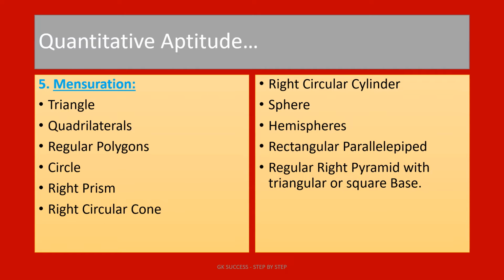Under part 5, mensuration, there will be questions based on triangle, quadrilaterals, regular polygons, circle, right prism, right circular cone, right circular cylinder, sphere, hemispheres, rectangular parallelepiped, regular right pyramid with a triangular or square base. These are the topics covered by mensuration.